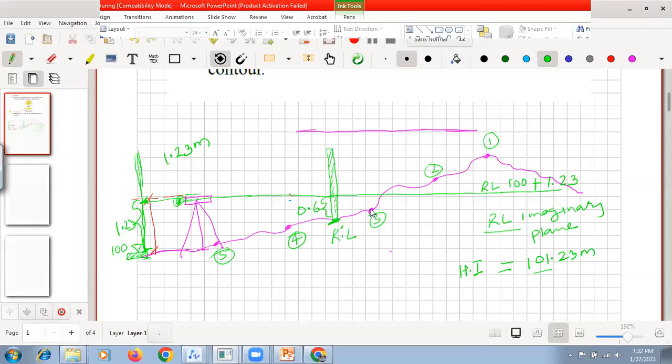Why is that change point required? See, this particular imaginary line is up to here. If you want to measure the level of this particular point, how are you going to measure? You have to shift this instrument because the line is going below. So maybe you will shift your instrument here somewhere.